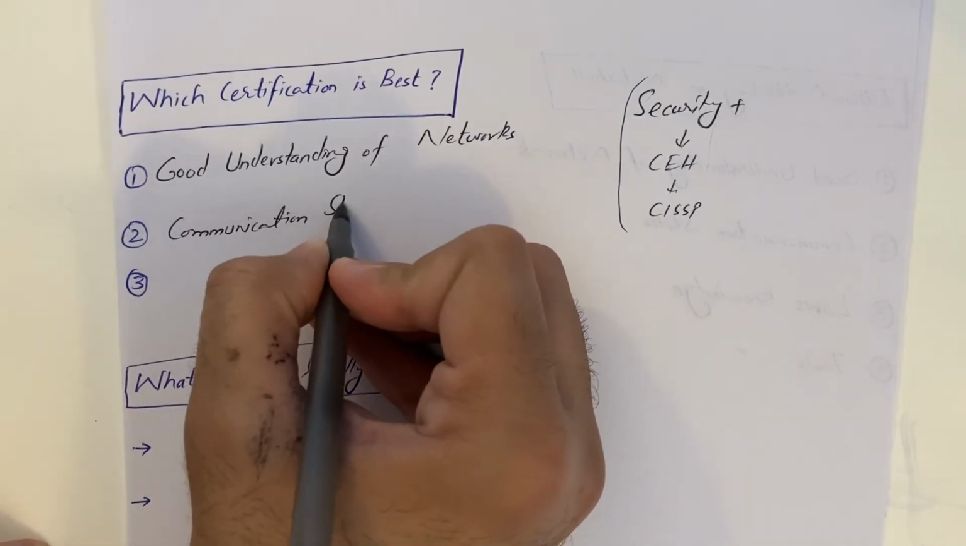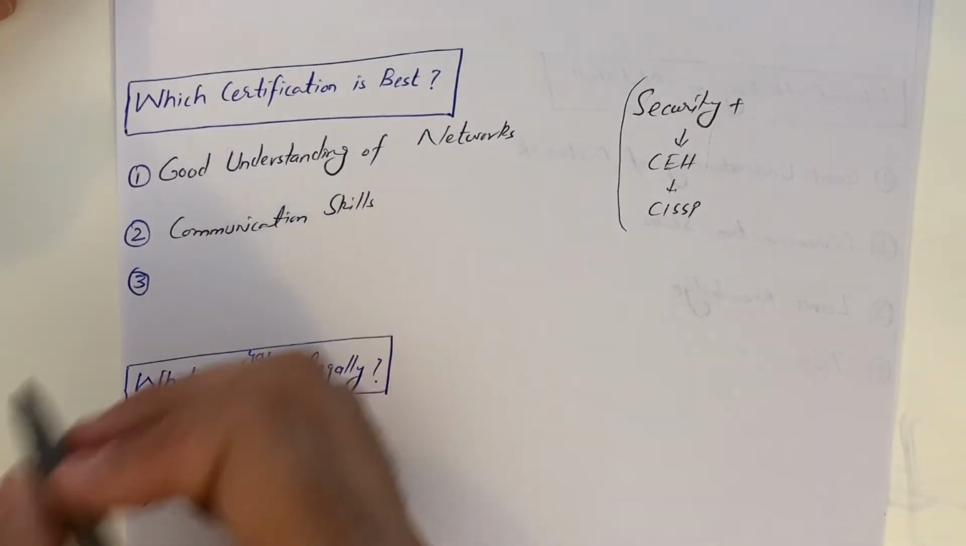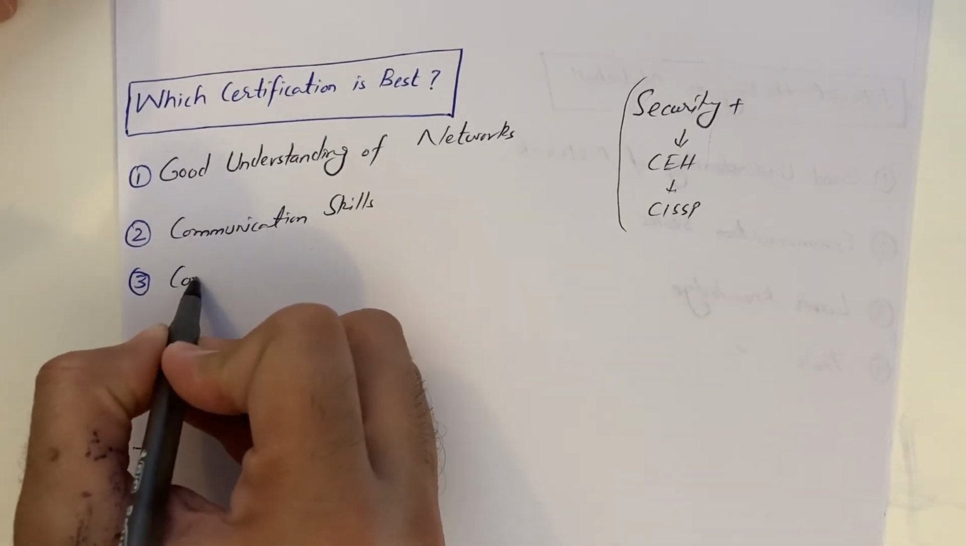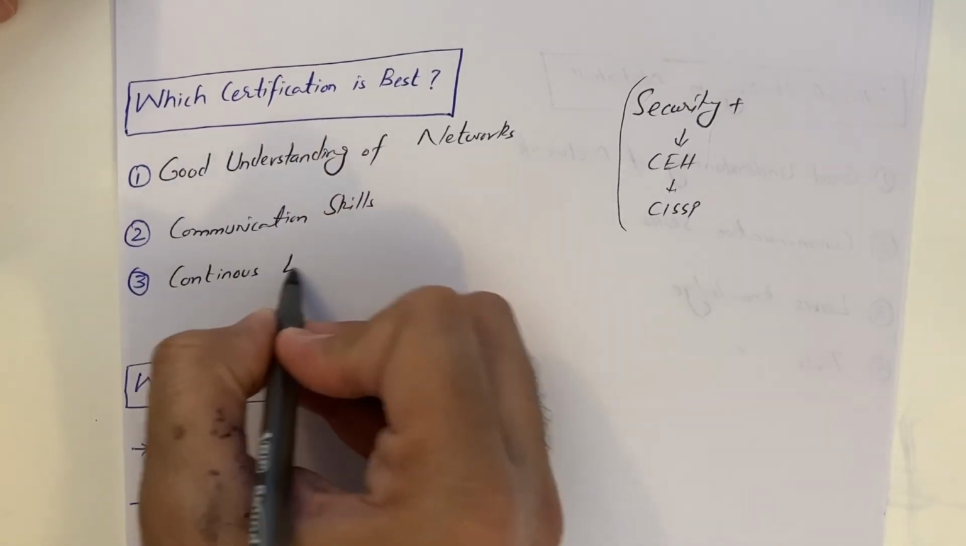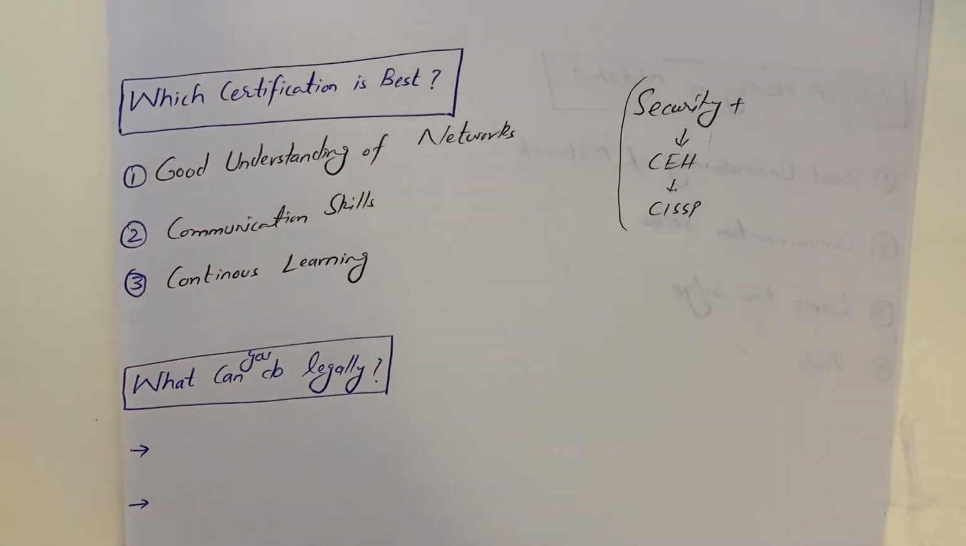Communication skills, because you have to communicate to your higher authorities and to other departments as well. Your writing plus verbal skills. And if you're stepping into the security field, you should be passionate about continuous learning. Because every day some hackers, even ethical hackers, find a new exploit or a new vulnerability, and there are different types of skills that you have to learn in order to patch those vulnerabilities. So you should be passionate about continuous learning.